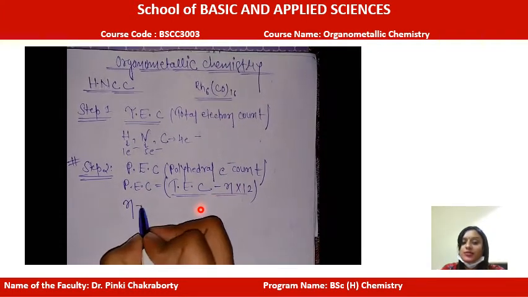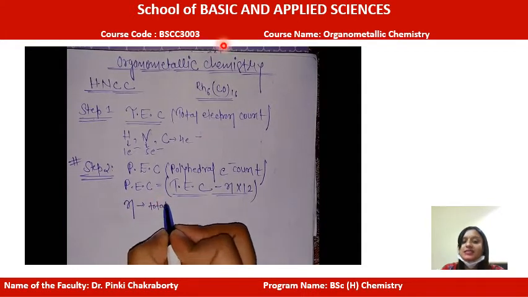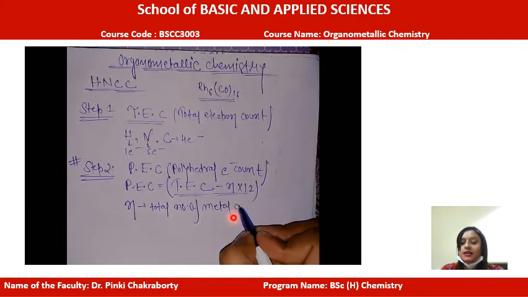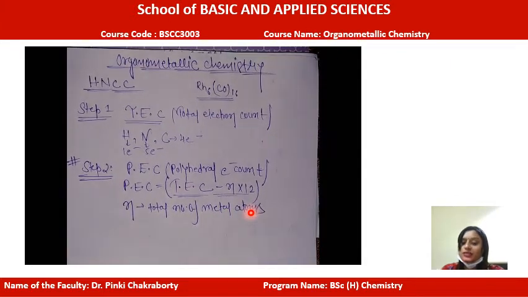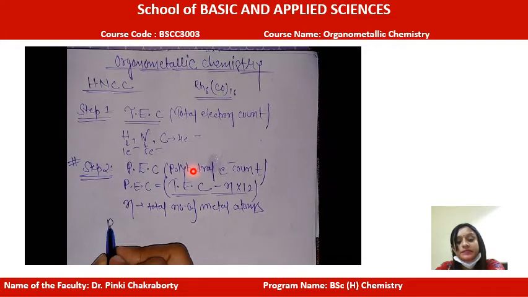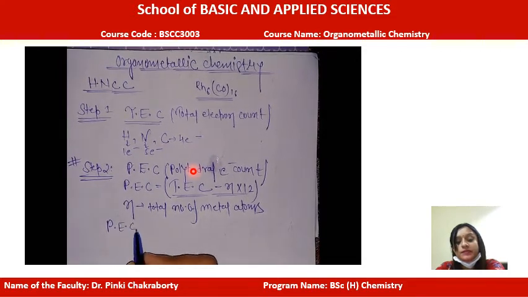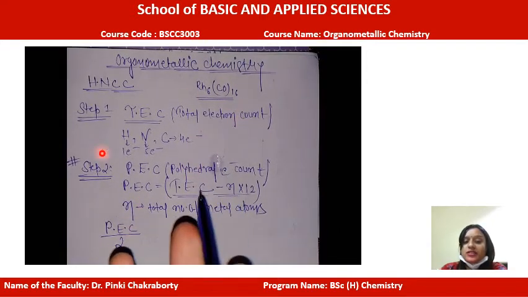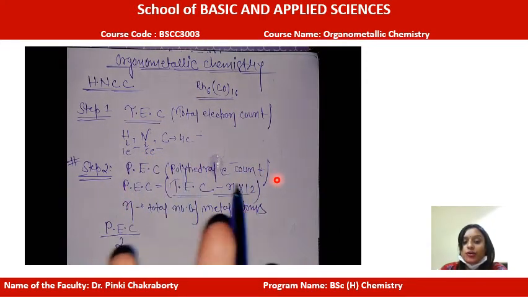Suppose for this particular complex, n is 6 because 6 rhodium or 6 metal atoms are present. See, n stands for the number of metal atoms which are present. Next, PEC divided by 2. So once you get the total electron count, from this formula you can calculate the polyhedral electron count.